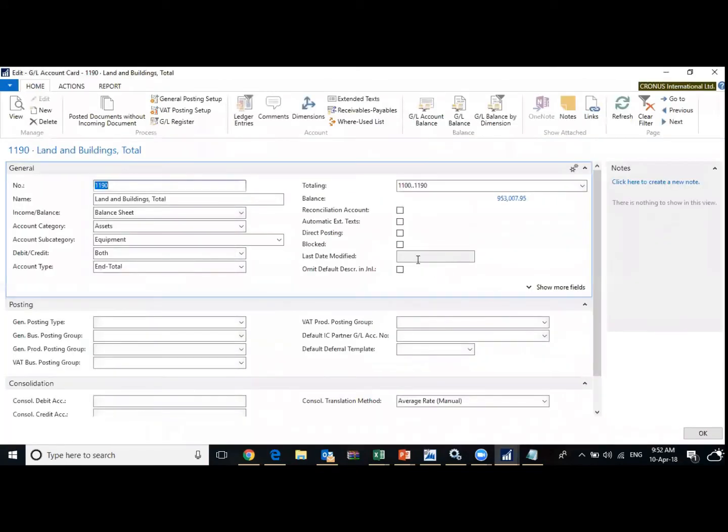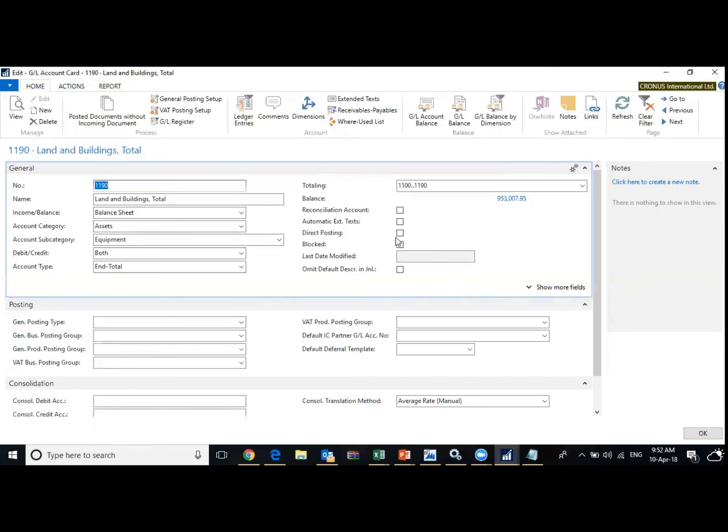Then you have the balance. The balance is what this account currently holds. Then the most important thing I need you to focus on is this direct posting. If you remember, in your posting setups you have attached some accounts to the posting groups, and those accounts are used by the system to post directly in them once a transaction happens, based on the setup that you've done.